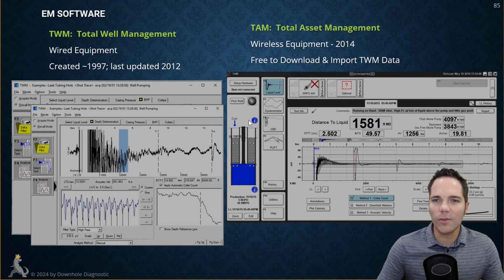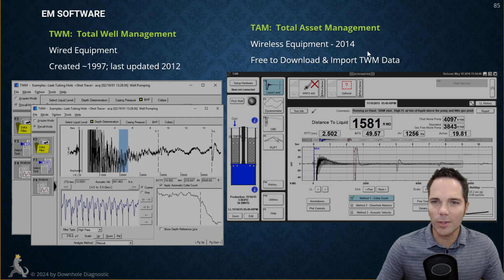So this is the new software. This is what we're going to be looking at throughout this course. TAM stands for Total Asset Management. I like to think it stands for Texas A&M University, whoop, because that's where I went to school, but it's Total Asset Management, and this is the standard software for the wireless equipment. It came out in 2014, which just happens to be the year I started my company.